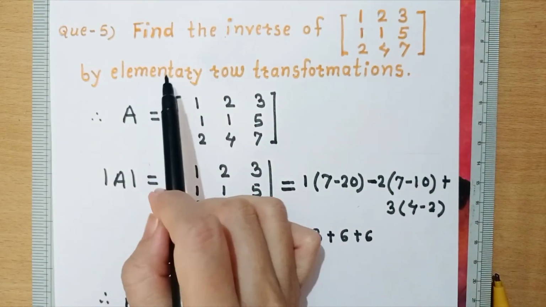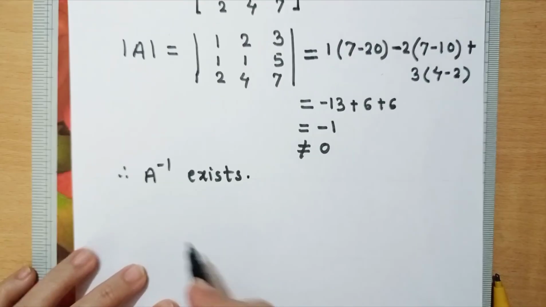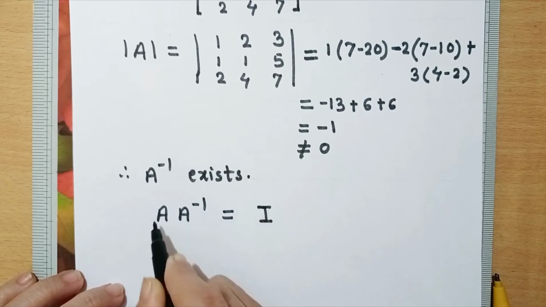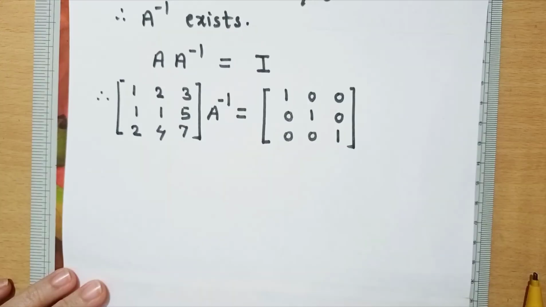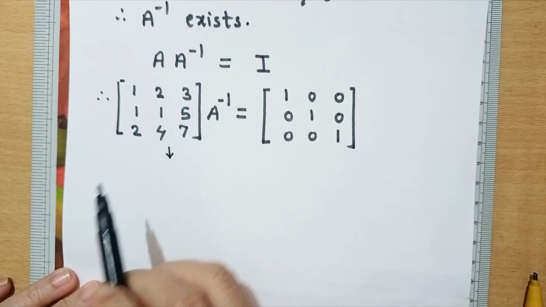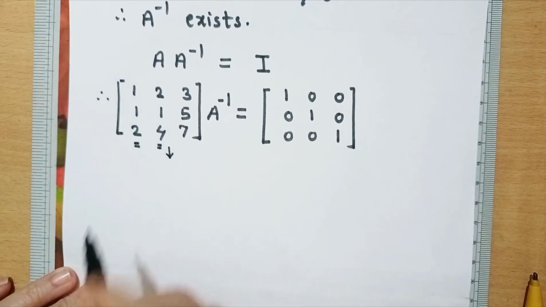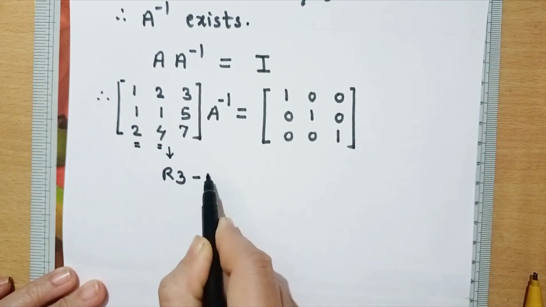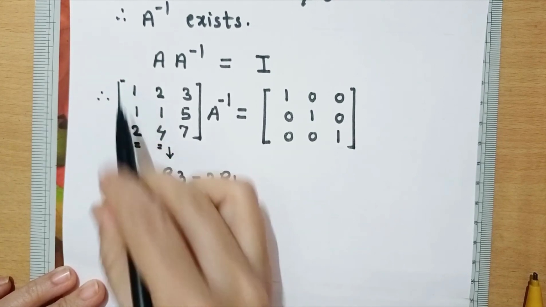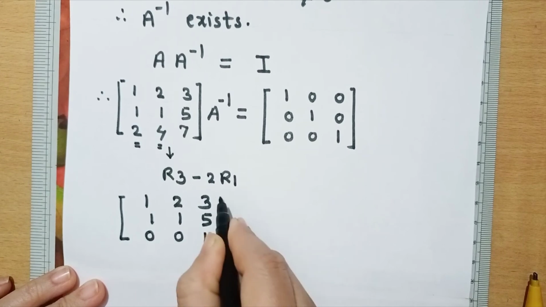Now check again. Here we have to find inverse by elementary row transformation. So we will consider A inverse is equal to I. Now substitute these two matrices here. To find A inverse, we have to make this matrix as identity matrix. So we will make these two elements as 0. So R3 minus 2 R1 gives first and second row as it is. So 1 and then 2 minus 2, 0, 4 minus 4, 0, 7 minus 6 is 1.